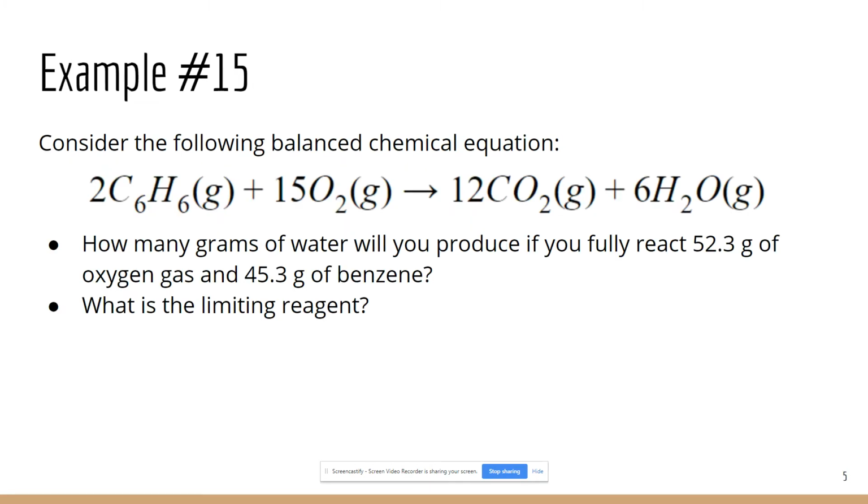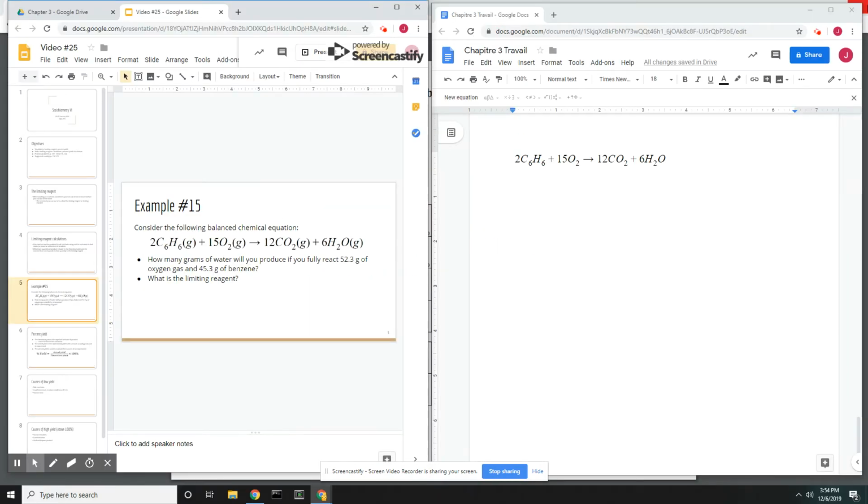Pause here. So you've already seen this chemical equation before. We're just going to use it again. So I have to do both calculations. And I'm going to be looking for grams of water.